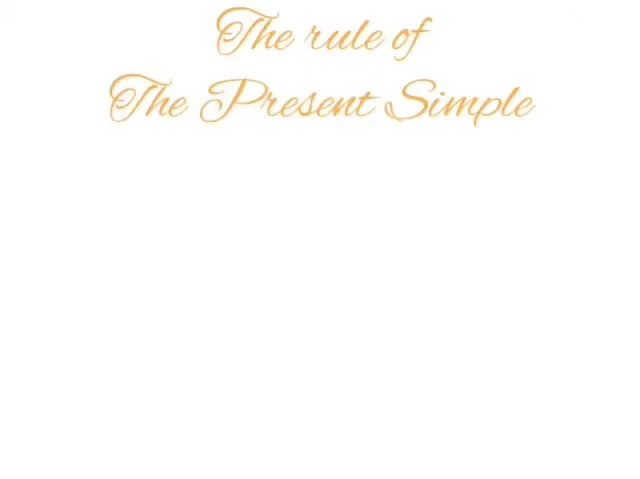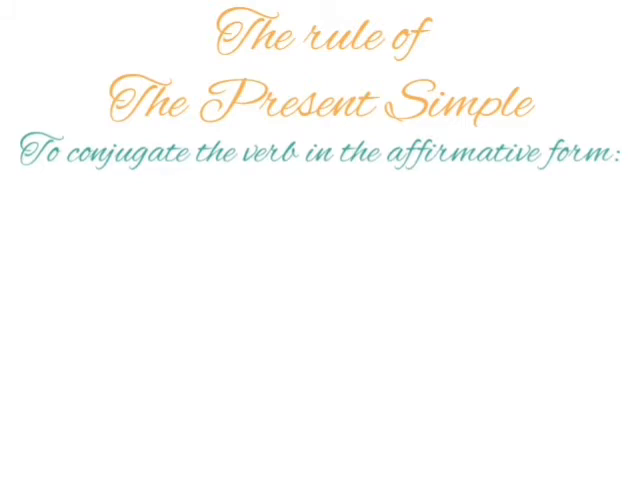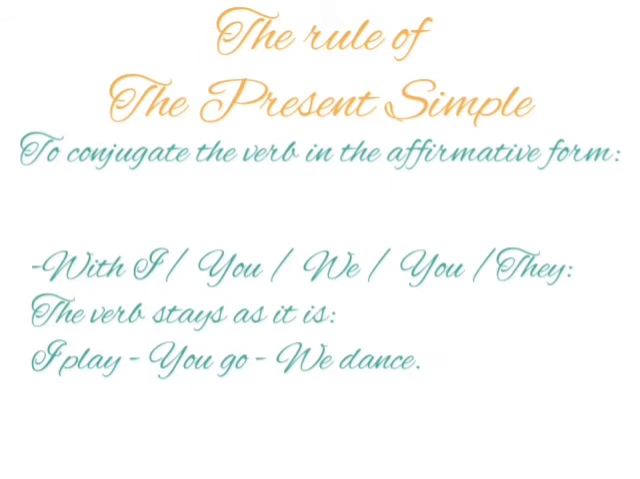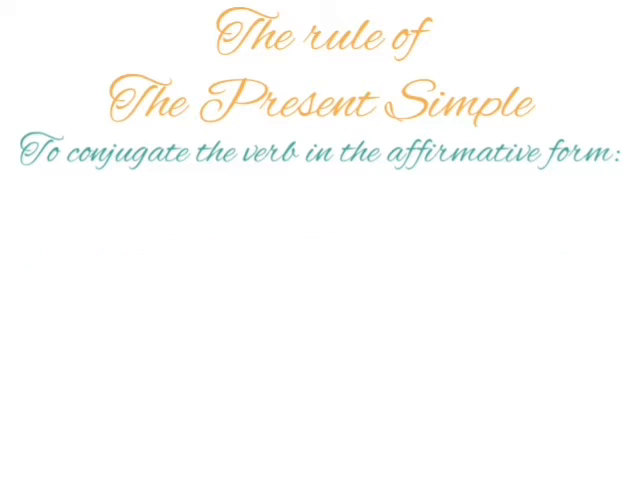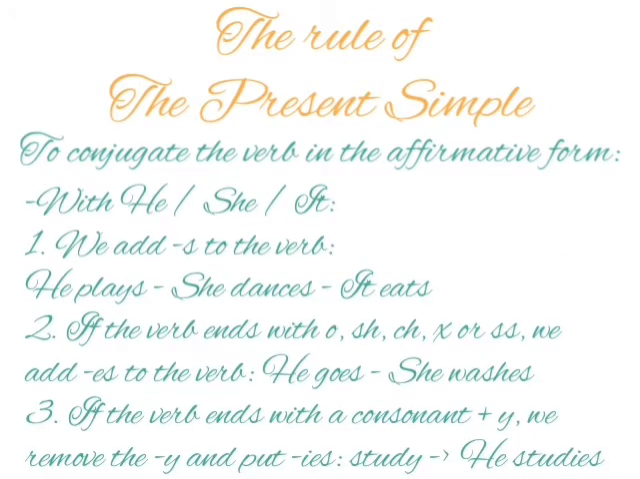Now, the rule of the present simple is that when you want to conjugate the verb in the affirmative form, with the pronouns I, you, we, you, they, the verb stays as it is. It doesn't change. For example, I play, you go, we dance. And with the pronouns he, she, it, we add s to the verb. He plays, she dances, it eats.